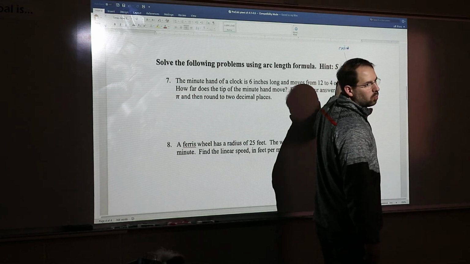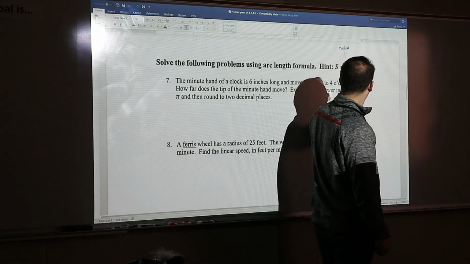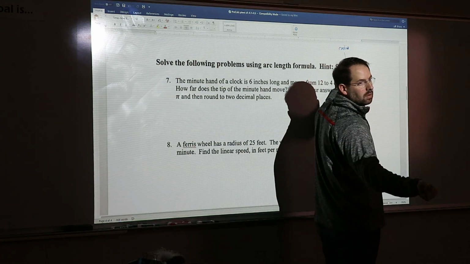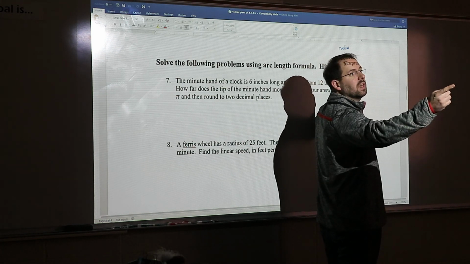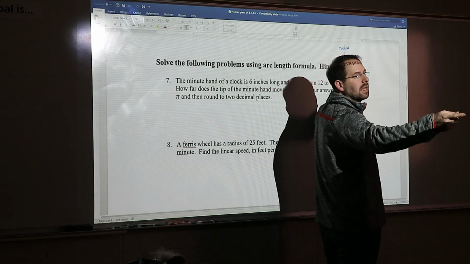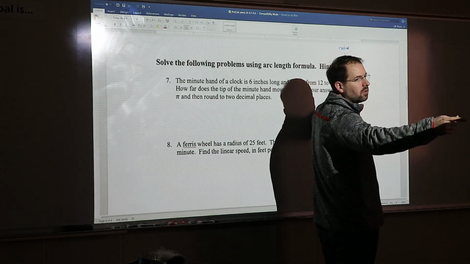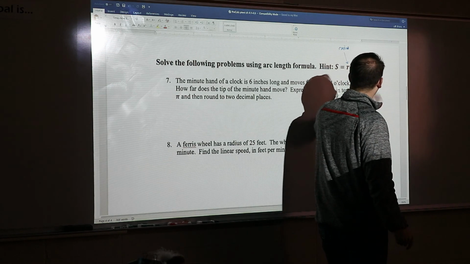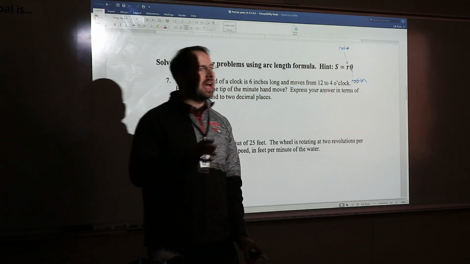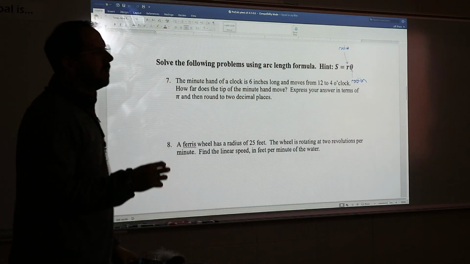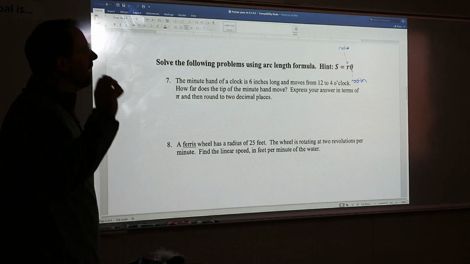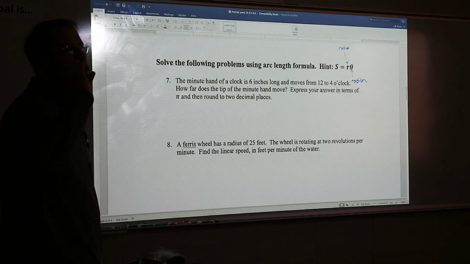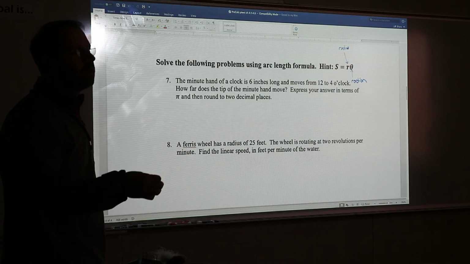Now this angle, what type of angle does this have to be? Theta. Is it radian or degree? Radian. Oh, I thought I heard somebody say it. All right, it has to be in radians. What type of angle does it have to be? If your angle is not in radians, you'll get an incorrect answer.